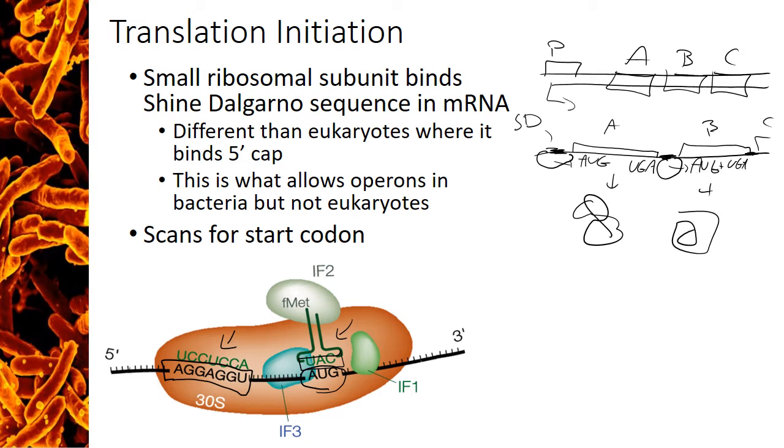The same thing would happen for the C region of the messenger RNA. This allows various ribosomes to interact in front of each one of these genes, get to the AUG, and translate to the UGA.